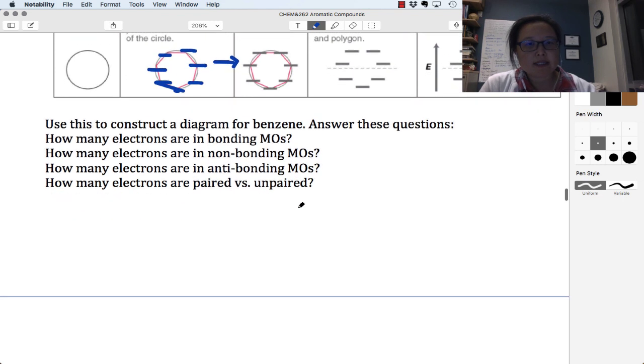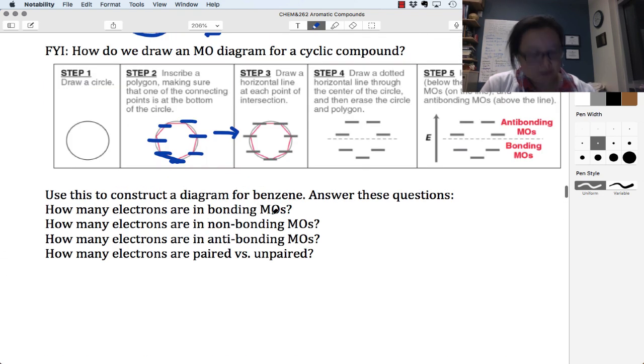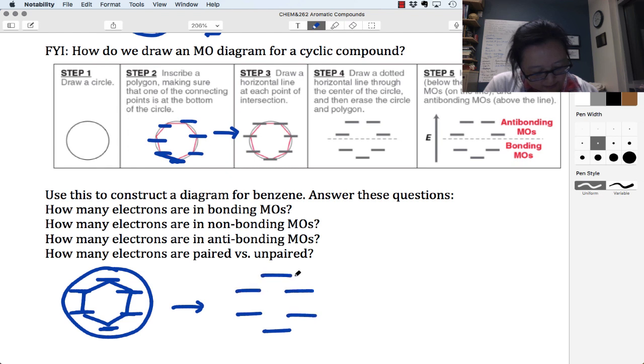So let's look at the diagram for benzene, and we'll answer the question, how many electrons are in bonding MOs? So first I'll do a Frost diagram. So I'm going to have energy levels here, like that. So those are my molecular orbitals for benzene. This is my energy.